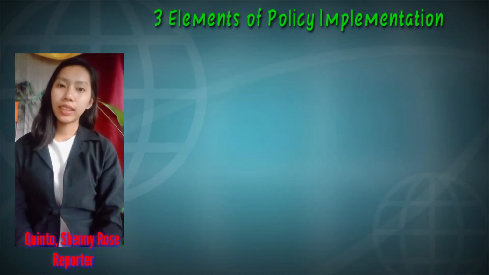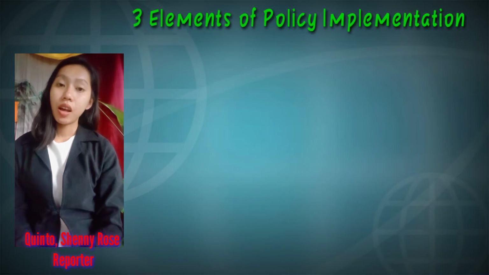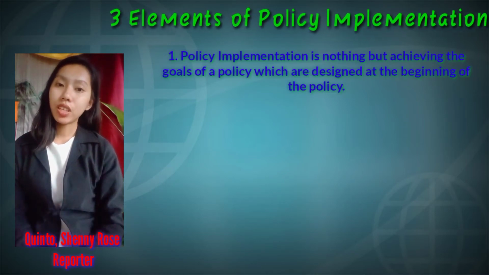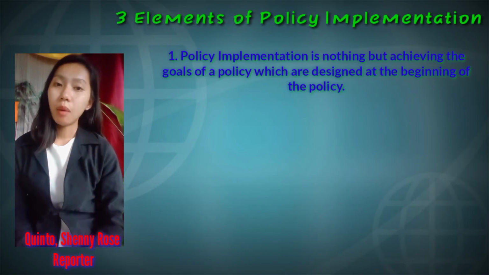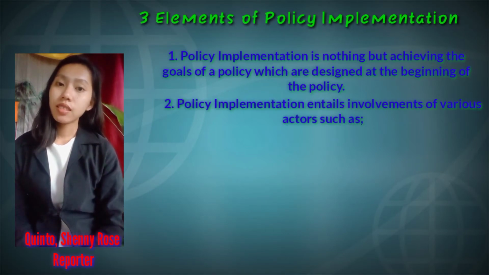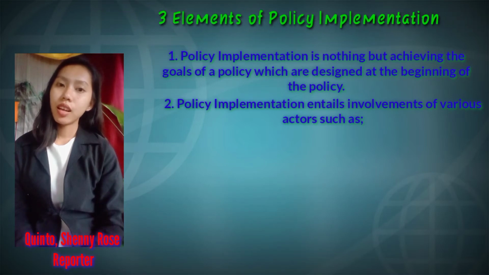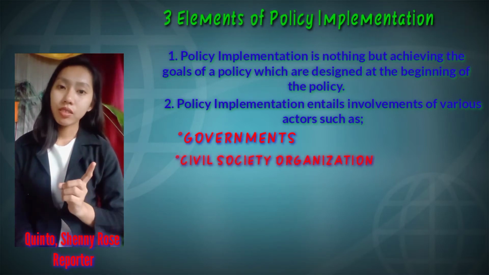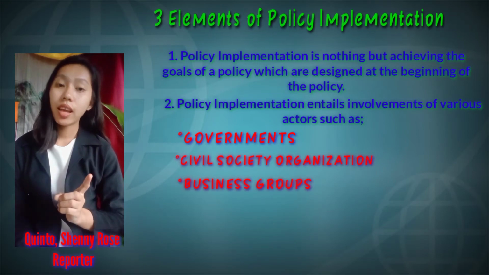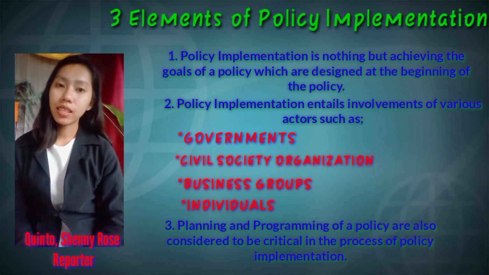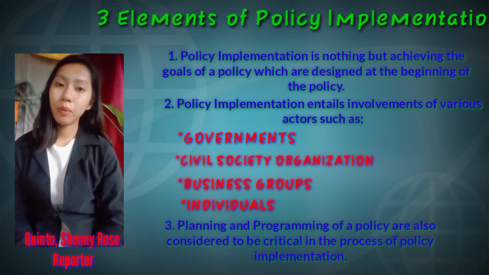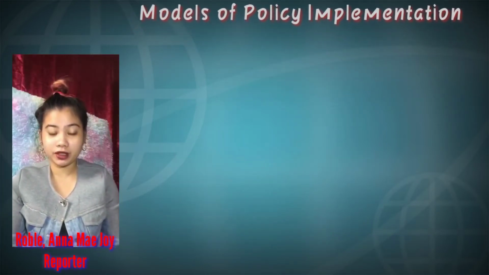There are three important elements of policy implementation. These are: first, policy implementation is nothing but achieving the goals of a policy which are designed at the beginning of a policy. Second, policy implementation entails the involvement of various actors such as governments, civil society organizations, business groups, and individuals. Third, planning and programming of a policy are also considered to be critical in the process of policy implementation.